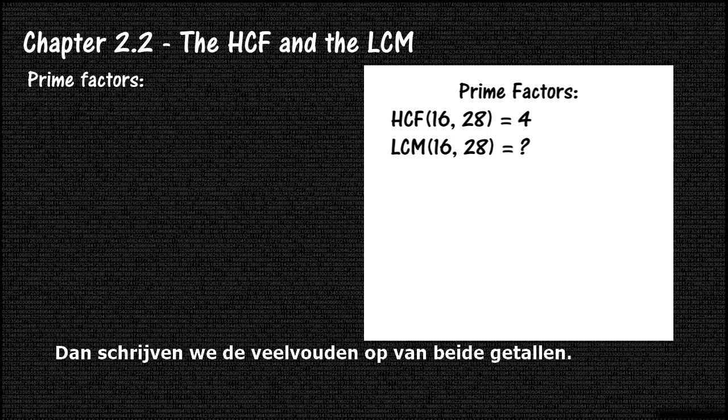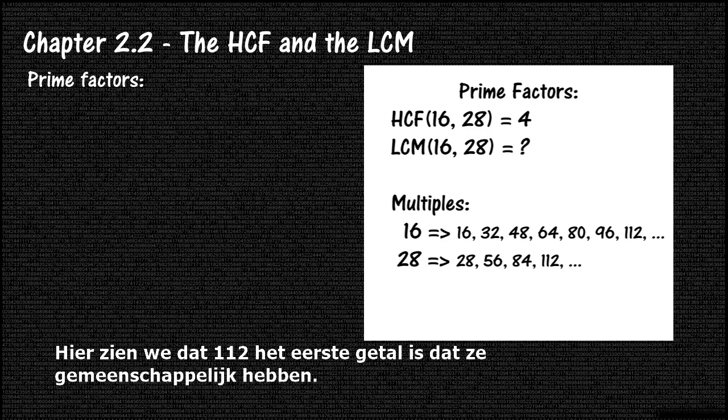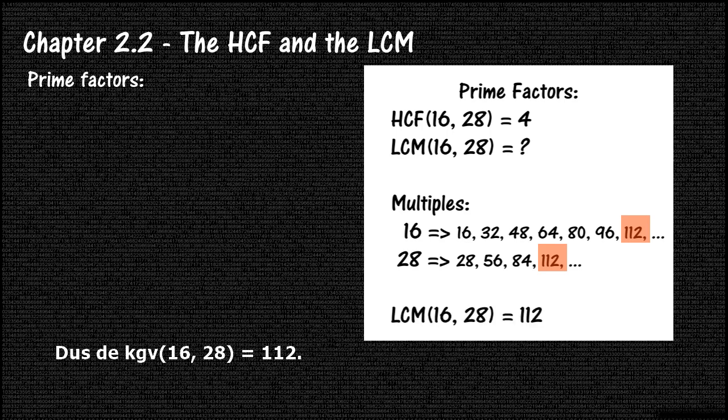Then we write down the multiples of both numbers. For 16, we have 16, 32, 48, 64, etc. For 28, we have 28, 56, 84, 112, etc. We see here that 112 is the first one they have in common, so the lowest common multiple is 112.